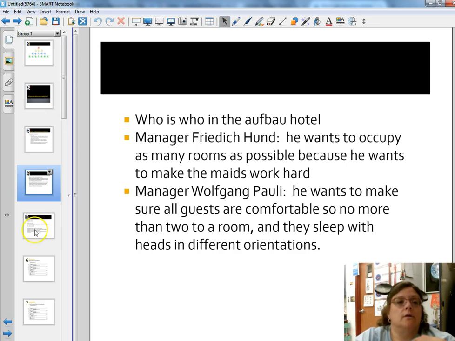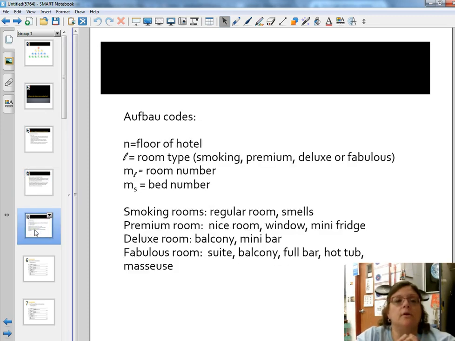Friedrich, we already talked about that. We're going to use these codes. We've got the N level, which is the floor of the hotel, and then we're going to call the L rooms the room types. And we have a smoking room. Smoking room, very basic. Just a window. The window doesn't open. The premium room, you can walk out onto the balcony. The deluxe rooms have mini bars. And of course, the fabulous room has a hot tub in addition to the mini bar and the balcony.